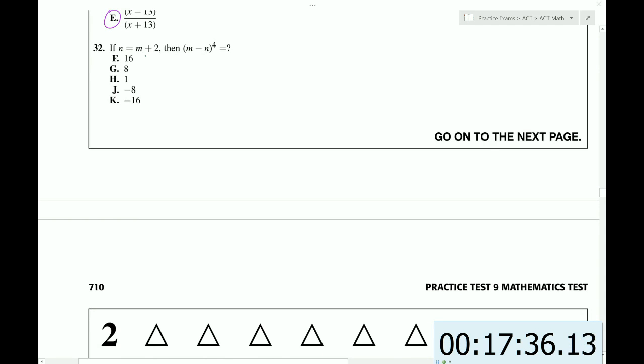Alright, so for this one, I would subtract m from both sides. That would get me this. Then I would negate the entire equation, switching every single sign. That gets me this. Then I would plug this in for m minus n. So negative 2 to the 4th power would give me positive 16.